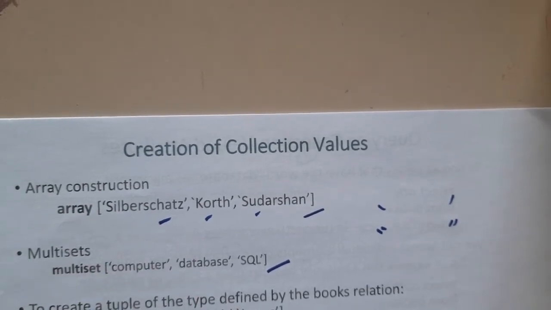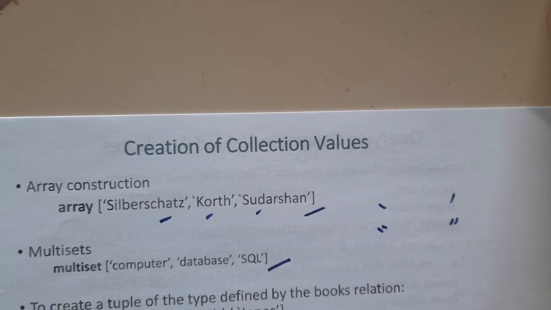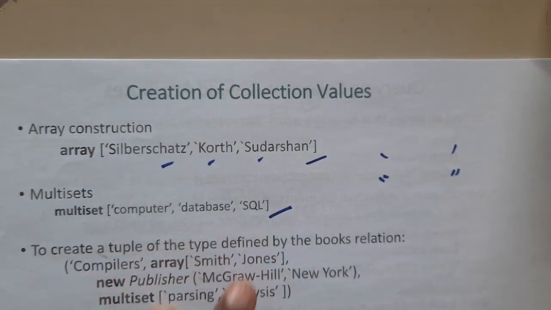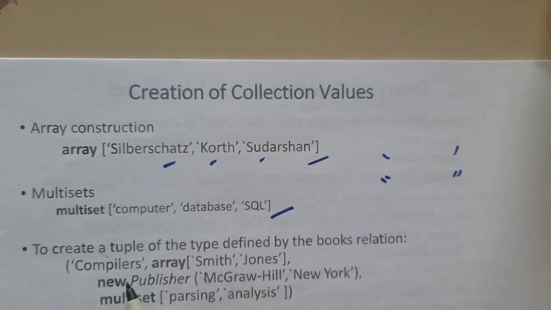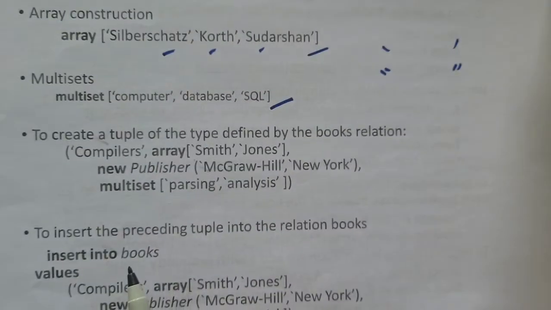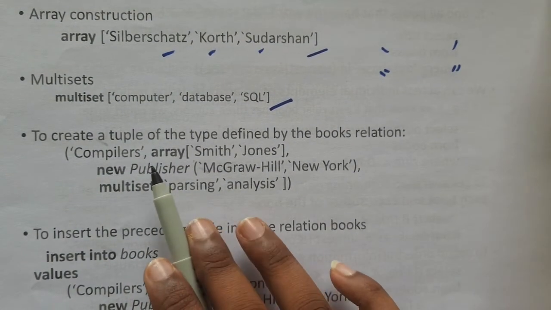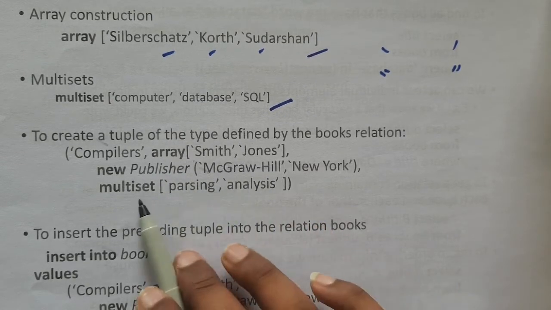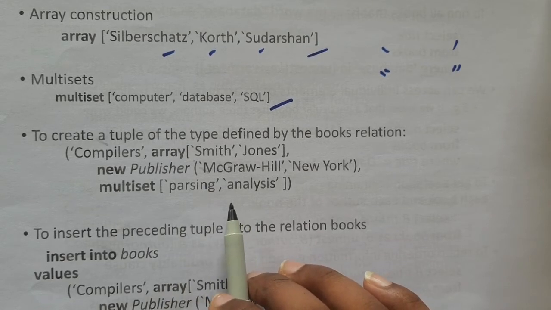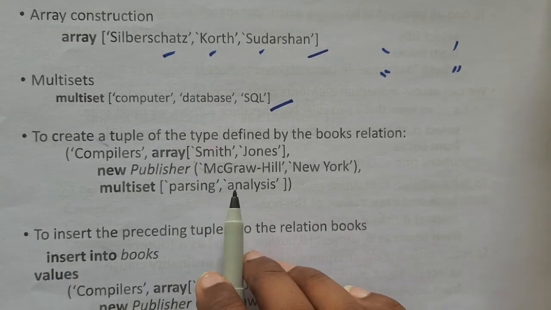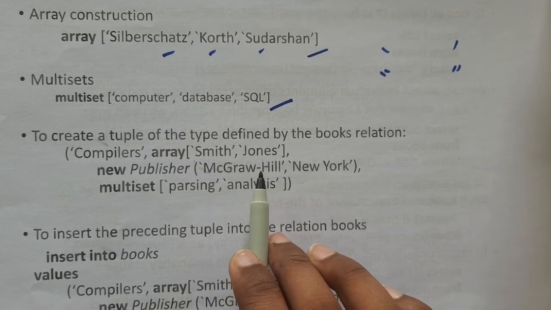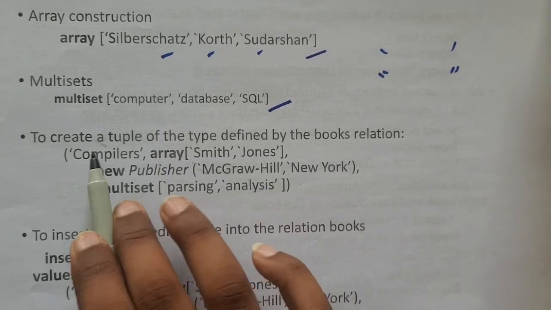Now we got some idea about array and multi-set, but how can you insert data into it, or do any kind of operations? To create a tuple of the type definition of the book, we'll be writing in this way, guys. Here if you observe, we wrote an array Smith, Jones, and new publisher, we wrote the publisher name and multi-set here. The syntax will be the same, guys. Create a type of book as, after that you will be writing this syntax.